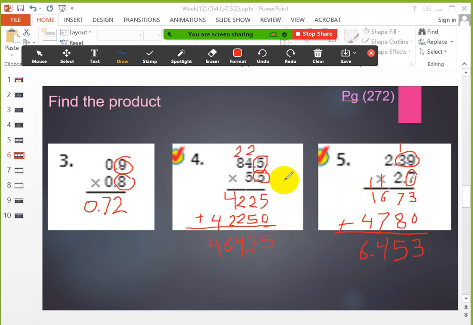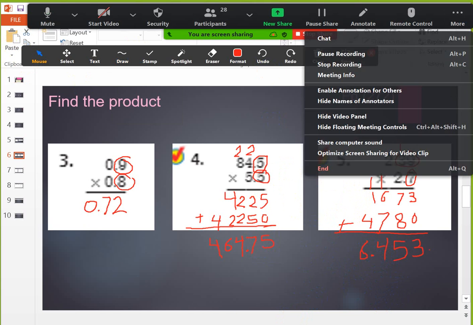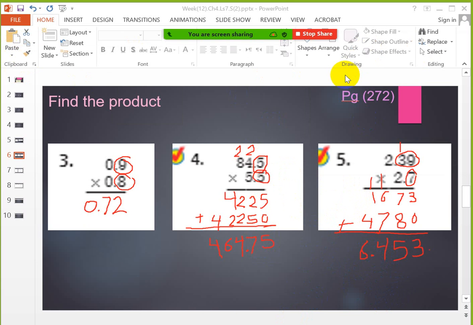Okay, so the period is finished, I think. So we will continue tomorrow, inshallah. I hope that you understand the multiplication. We will continue tomorrow the exercises. So that means there is no homework today.